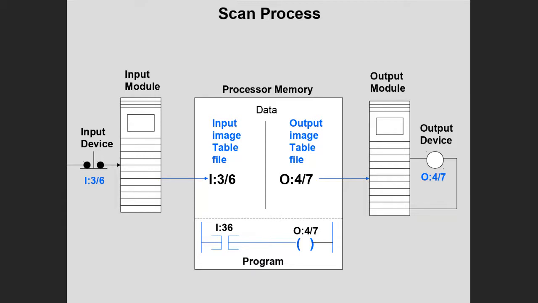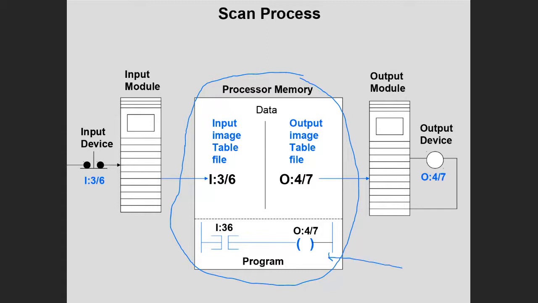What you've got to remember is everything right here is software. This is inside the PLC. So here's the memory, the user memory where you have your program, and here's the data memory where the input-output image table is stored. And everything on the left side and the right side, this is all hardware.